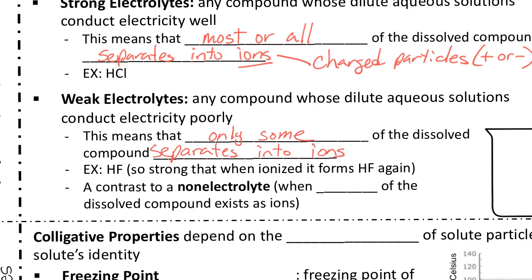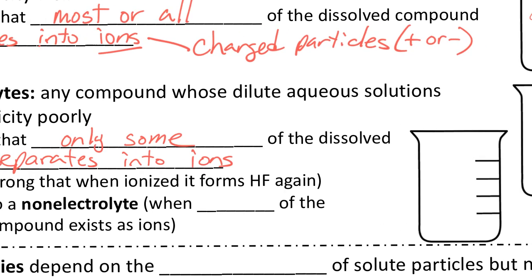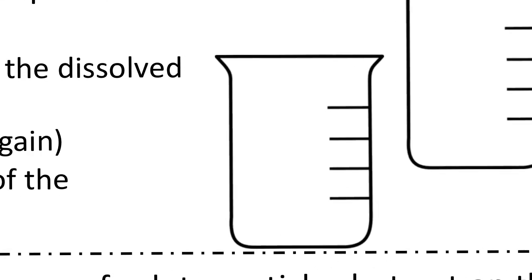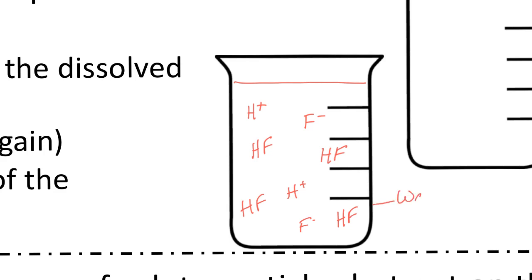An example of this would be hydrofluoric acid. So this has a very strong attraction for its other part. So when this is dissolved in water, some of them are going to be disassociated or dissolved, but most of them are going to come right back together. They're still going to be in solution, but they're not going to be separate ions. So this would be a weak electrolyte.